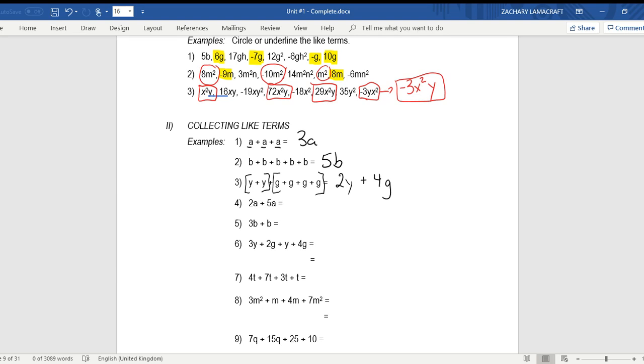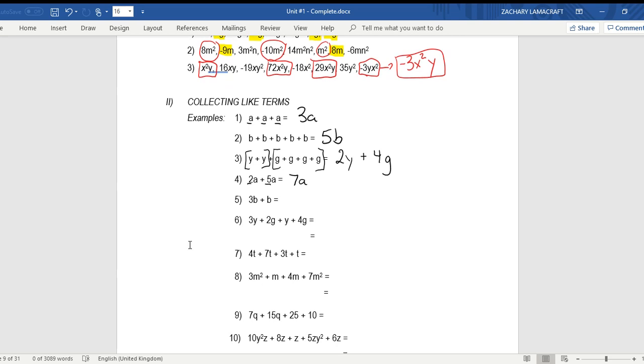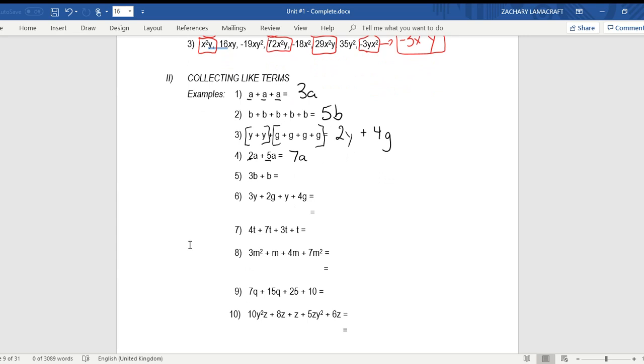Now, for the next one, what we need to do is we're going to add the numerical coefficients in this case. So we've got 2a plus 5a. Well, the a's are the same and the base stays the same, but 2 plus 5 is 7a. And the next one here, pretty similar to the last example, we have 3b plus b. If it's just singular, it's like we have a 1 in front of it. So 3 plus 1 being 4b.